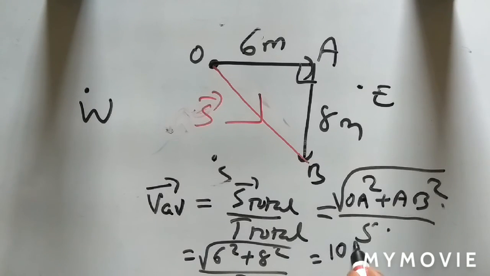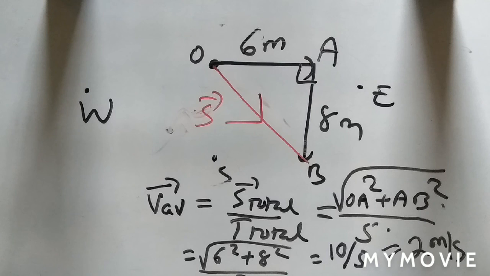So the initial point is O, the final point is B. Just draw a straight line and give the direction from initial to final. That will give the displacement. So here displacement is the OB length. If you measure the OB length, that will give the displacement. Here this is a right angle triangle, so if you apply Pythagoras theorem, you find the OB distance. OB is equal to the square root of OA square plus AB square.